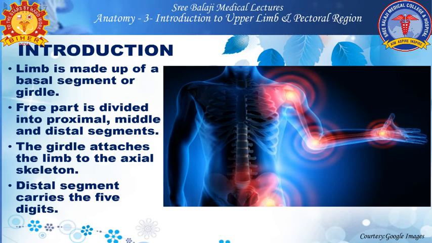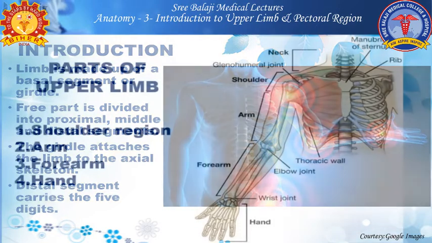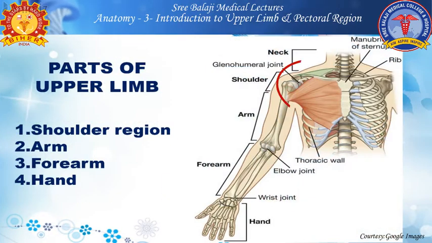Now we are going to see the introduction to the upper limb. This limb is made up of a basal segment or girdle. The free part is divided into proximal, middle and distal segments. The girdle attaches the limb to the axial skeleton. The distal segment carries the 5 digits. The upper limb is divided into shoulder region, arm, forearm and hand.